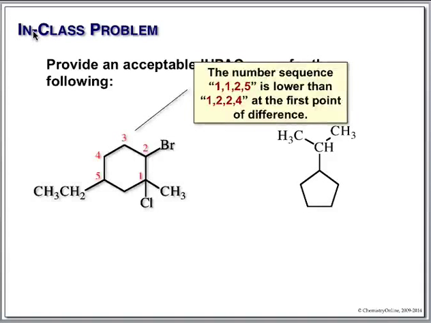This is going to be a 1-chloro. We have a bromine here, so this is a 2-bromo, a 5-ethyl, and we also have a 1-methyl. We're going to string all these guys together alphabetically. Bromo is going to come first, chloro, ethyl, and then methyl. 2-bromo, 1-chloro, 5-ethyl, 1-methyl cyclohexane.